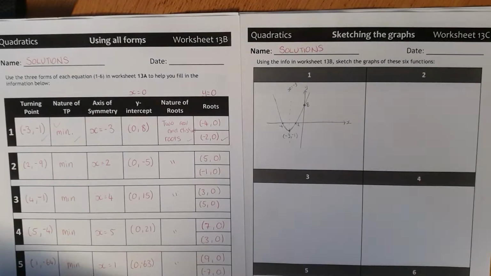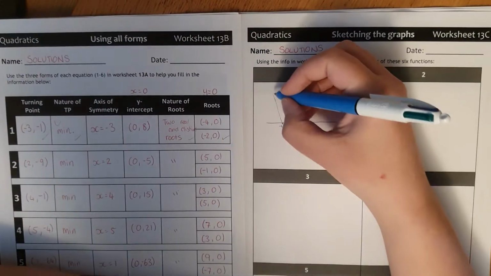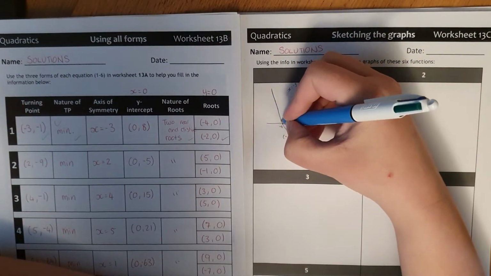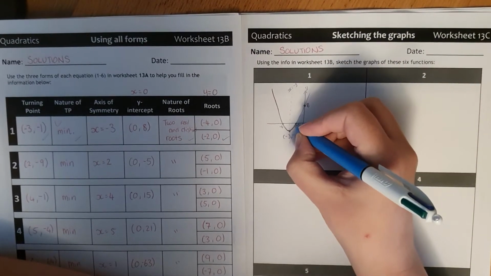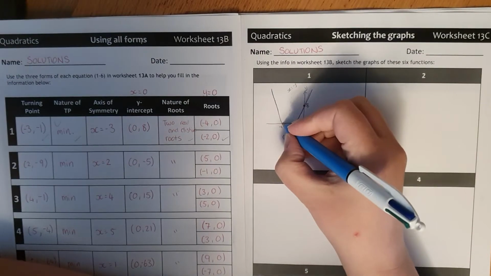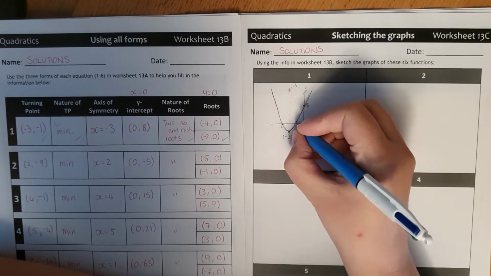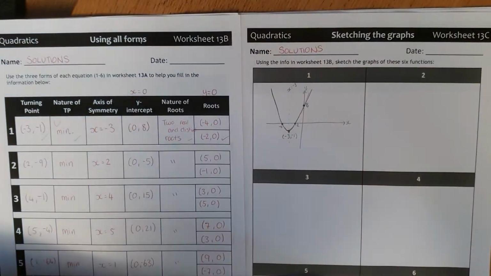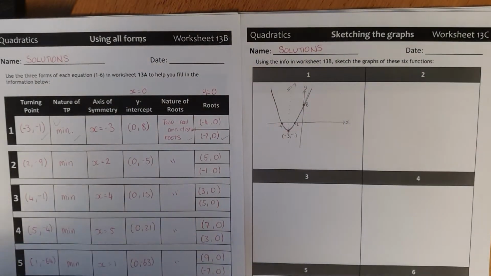Okay, once you've done that, then you can take your pen and go over your quadratic a little bit clearer, over your parabola a little bit clearer, and you can make your coordinates nice and clear. They always must be labelled on the graph. Okay, so there's your first sketch.